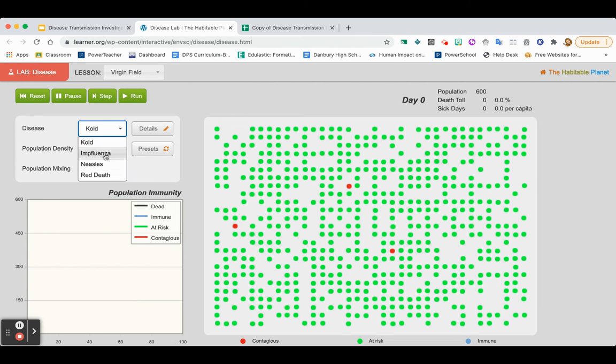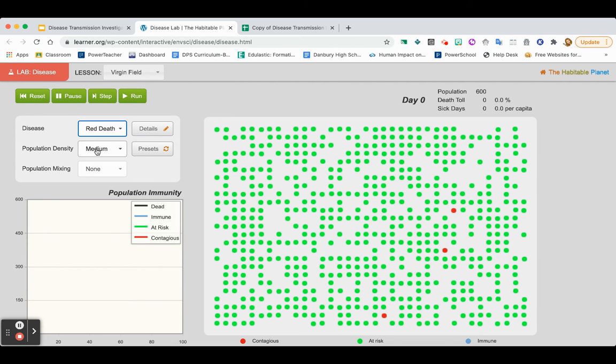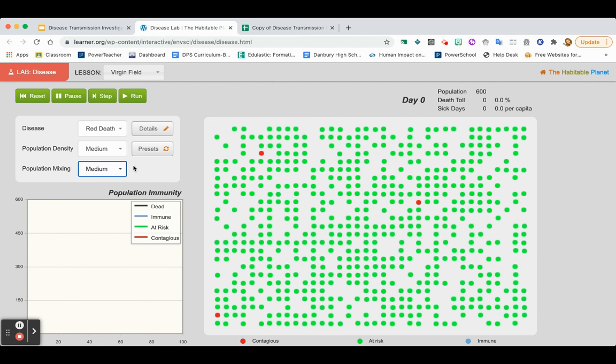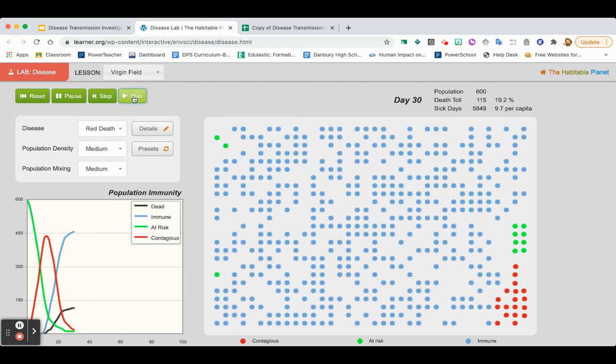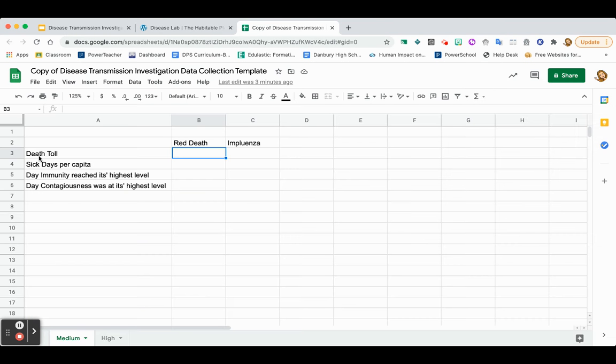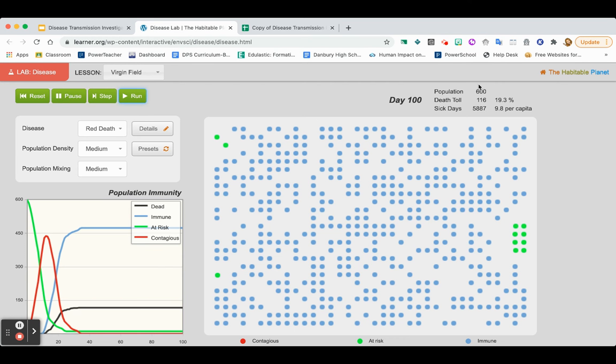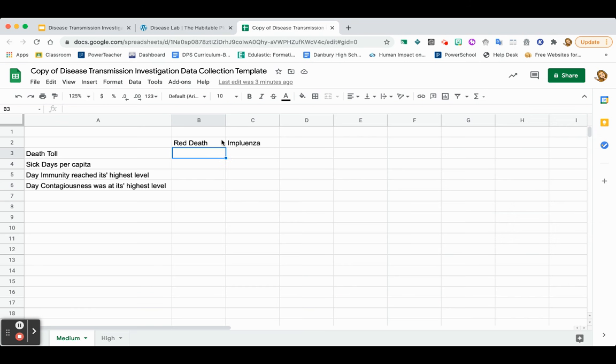So we're going to choose Red Death. Population is medium. Population mixing is medium. Run the simulation. Now we want to collect the data. So we're looking for the death toll. Some of the data will be on the right-hand side. Some of it will be on the graph on the left. The death toll is listed here at 116.